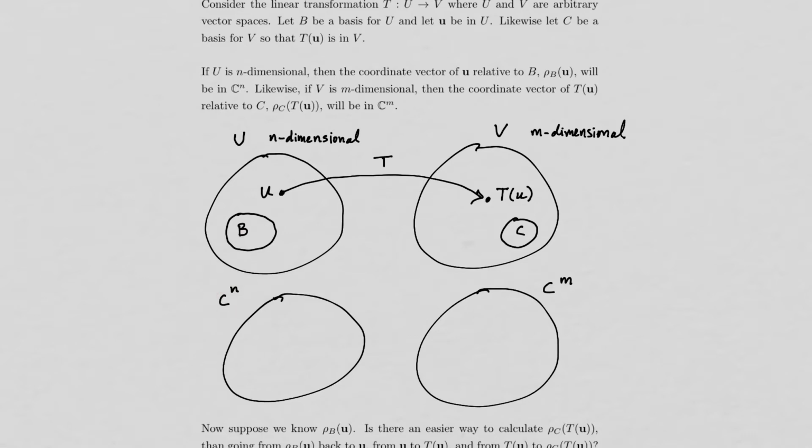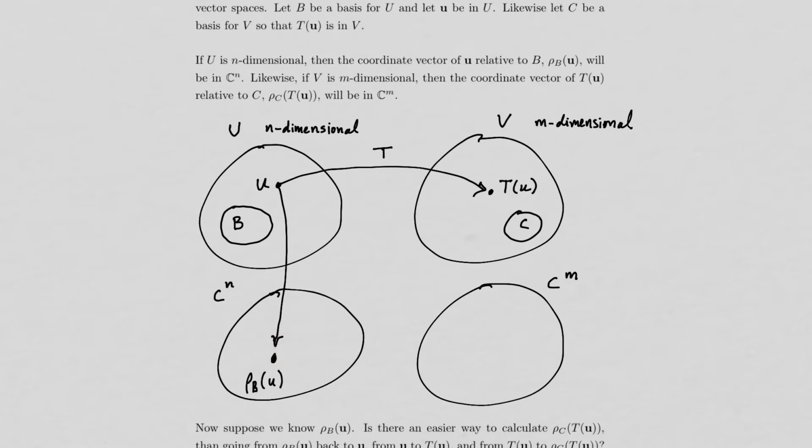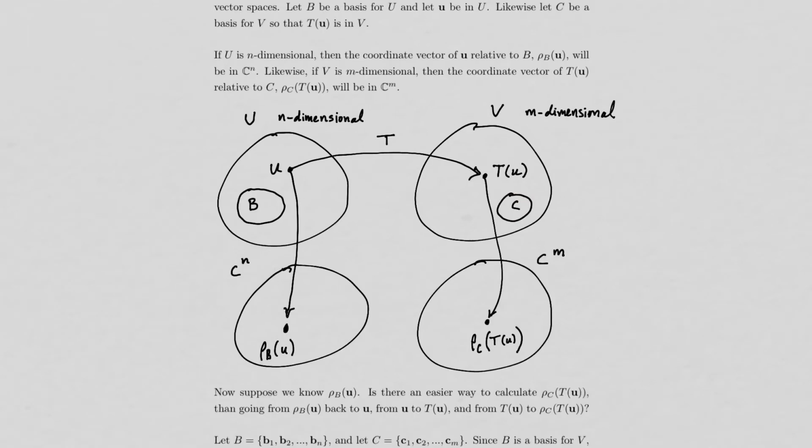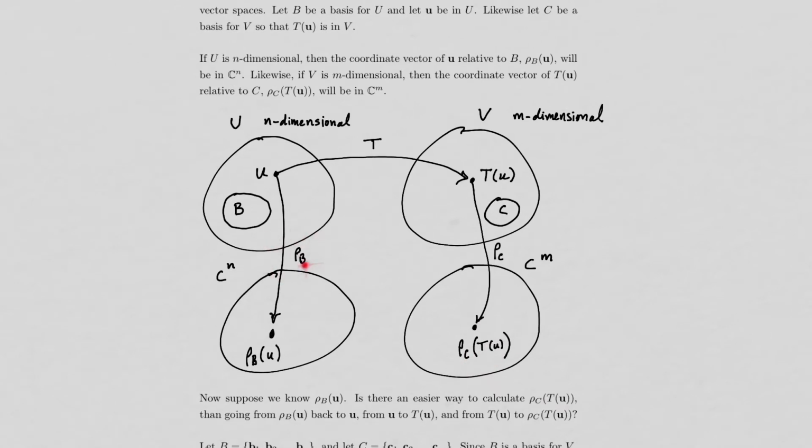In fact, we can think of that coordinatization as a linear transformation itself. So I can map u down here into Cn. So here's the coordinate vector of u relative to the basis B. And I can do the same thing for T of u. Using the basis C, I can write the coordinate vector of T of u relative to the basis C, and that vector is going to be down here in Cm. So here's the coordinate vector of T of u relative to the basis C. We can label this transformation rho sub B, and this one rho sub C. These are the coordinate transformations relative to the bases B and C, respectively.